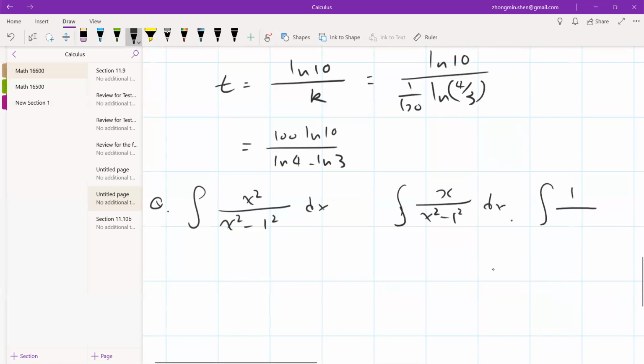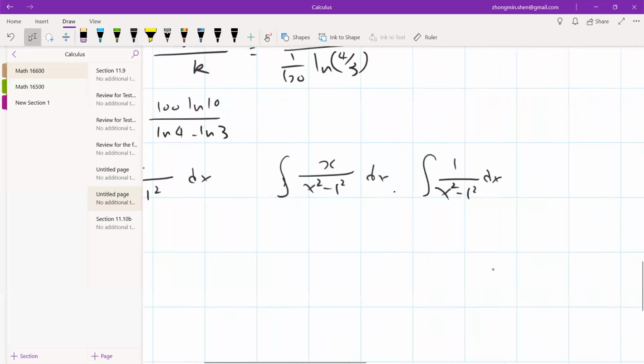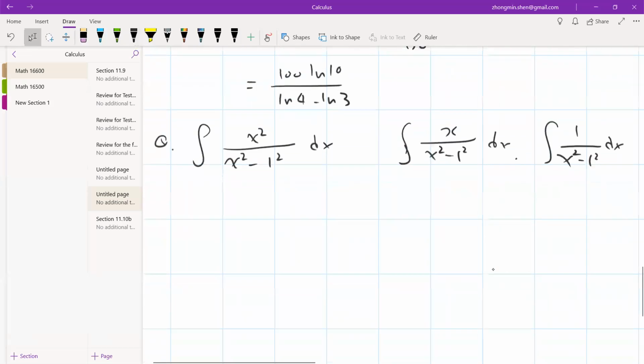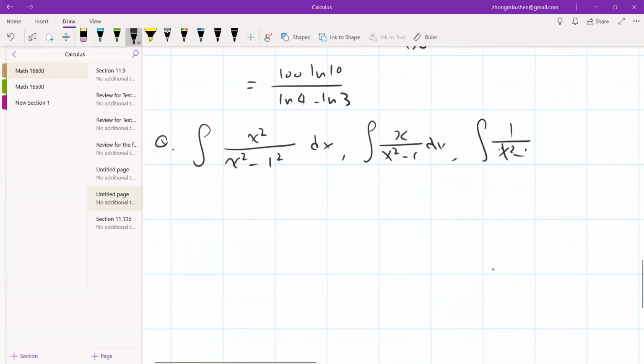I hope you can do these three types of problems. They are slightly different. I'm going to write it closer because it's hard to print out sometimes. So this is the second type, the third type. The first type, the second type, and the third type are similar. It depends on how you decompose it.